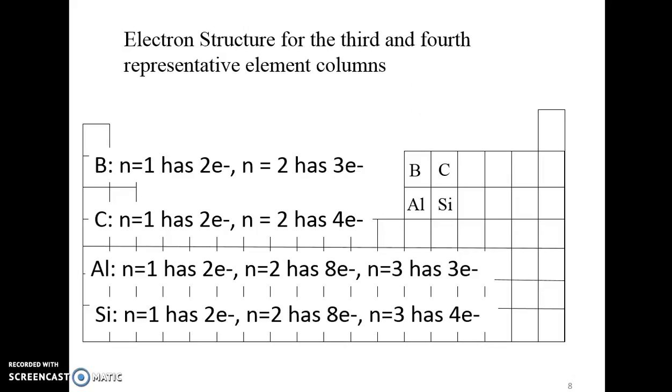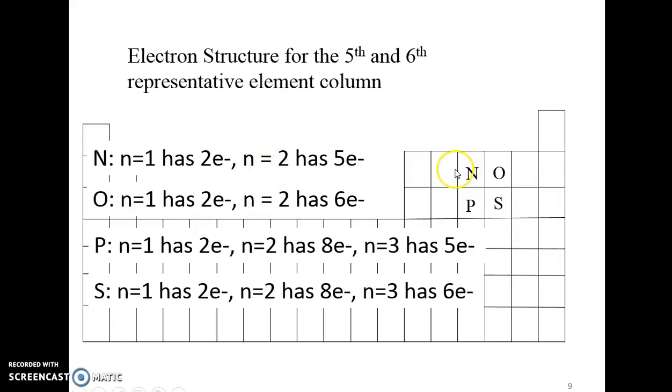Silicon looks just like aluminum, it just has 1 more electron in n equal 3. Notice carbon looks just like boron, but has 1 more electron in the n equal 2. That helps you recognize this pattern, so that it's easier for you to come up with an electron structure.